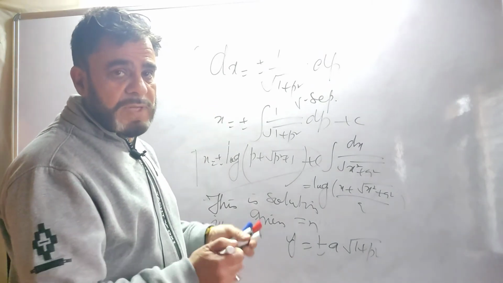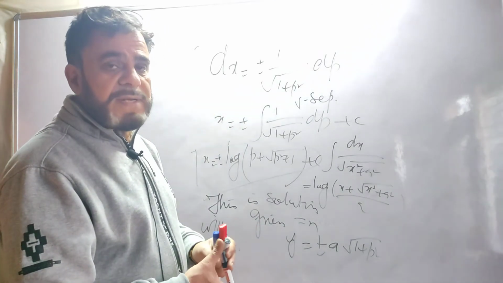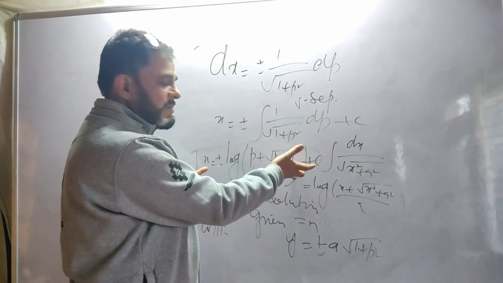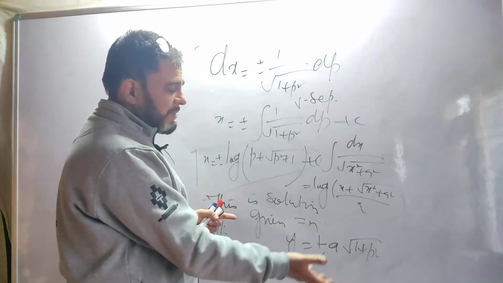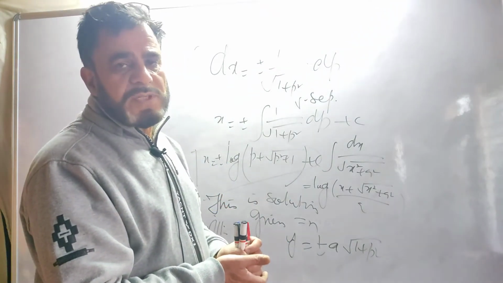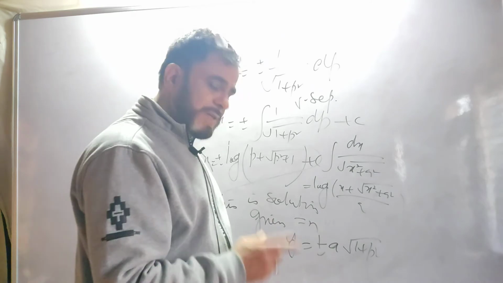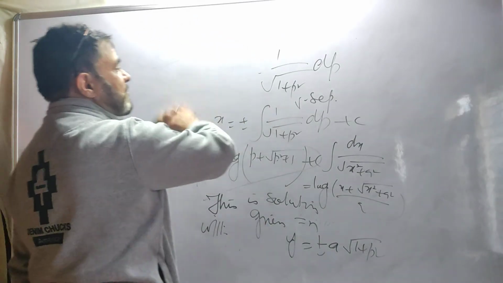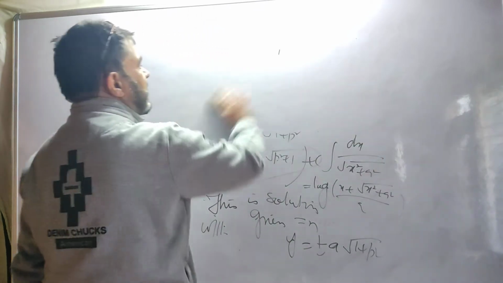As we have already told you, when it becomes a bit difficult to eliminate p, it is better to write the solution x in terms of p and y in terms of p. These two together will constitute the solution of the differential equation. This was the first method for the same question. Now I will take the second approach. This was the first approach. Let us take the second approach.